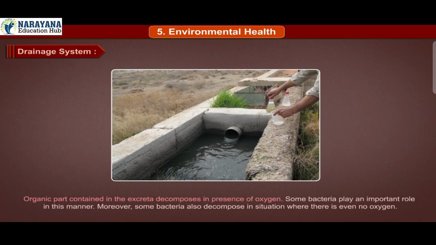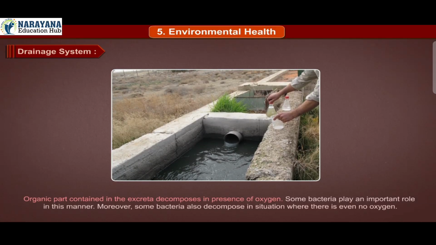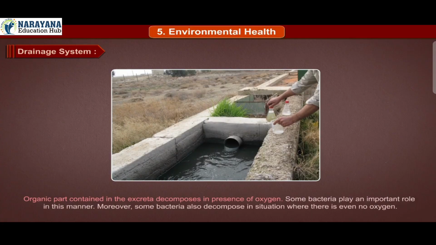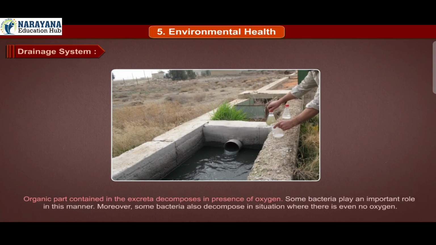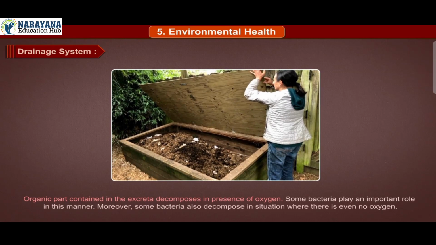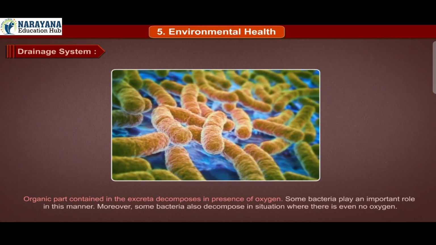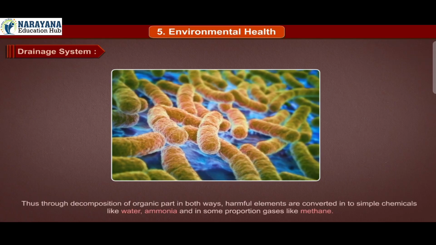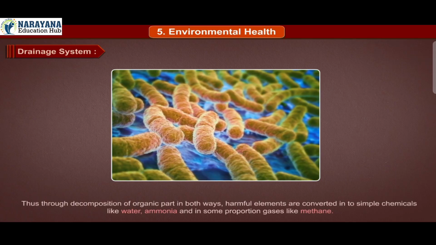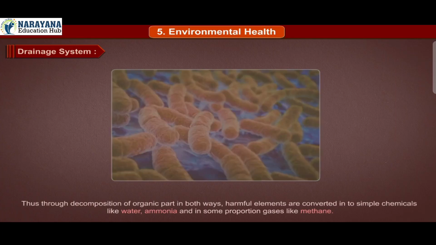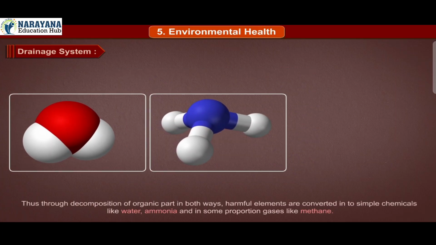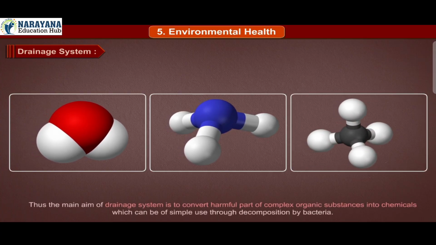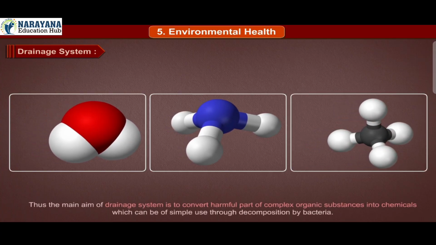The organic part contained in the excreta decomposes in the presence of oxygen. Some bacteria play an important role in this. Moreover, some bacteria also decompose it in situations where there is no oxygen. Thus, through decomposition of the organic part in both ways, harmful elements are converted into simple chemicals like water, ammonia, and, in some proportion, gases like methane. Thus, the main aim of the drainage system is to convert the harmful part of complex organic substances into chemicals of simple use through decomposition by bacteria.